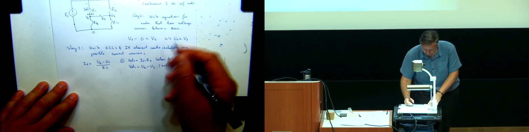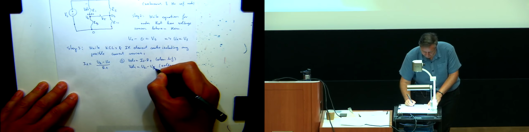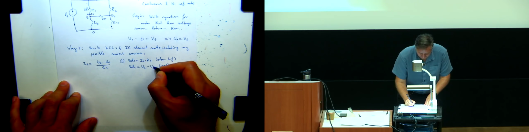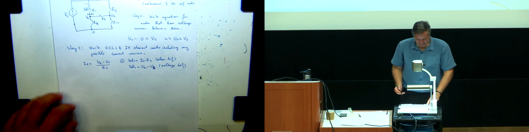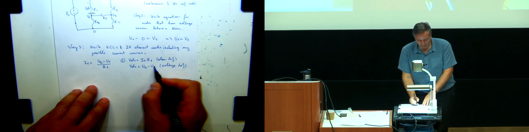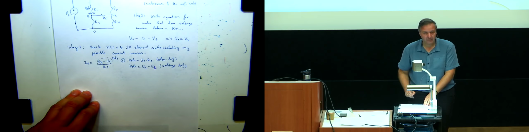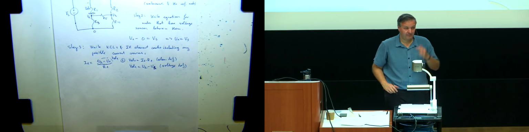Sorry, U2, so this is U2 minus U1. Okay, someone trying to keep me honest. So U2 minus U1. You see, this is V element 1, right? Does that make sense?